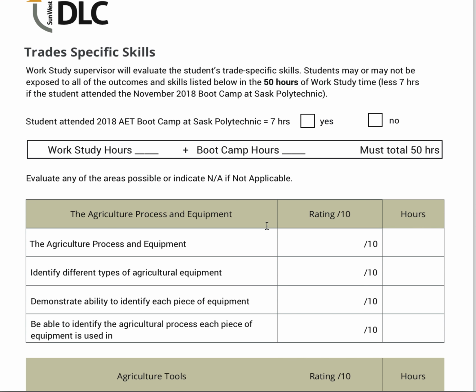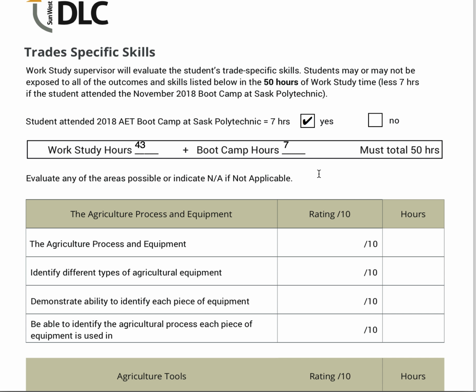The last is the trade-specific skills. I'm going to go into this in a little bit more detail. First of all, the student coming to you in the dealership has to complete 50 hours. That could be 43 hours of work placement with you if the student did the 7-hour boot camp at SAS Polytech. If they did not do the 7 hours, this would be a 50 in this location here. But if they did, we're going to have 43 hours plus the 7 of the boot camp equaling 50.